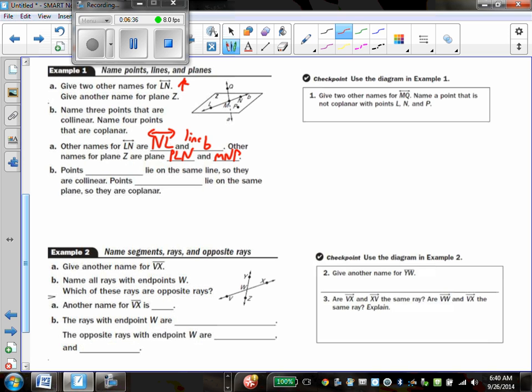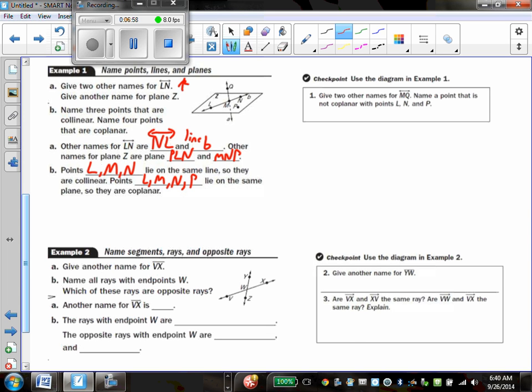Then we have to, for part B, name 3 points that are collinear and name 4 points that are coplanar. 3 points that are collinear, we have L, M, and N. And points that are coplanar, I'm just going to take those same ones, and I'm going to add in P because those all exist on the plane that is Z.